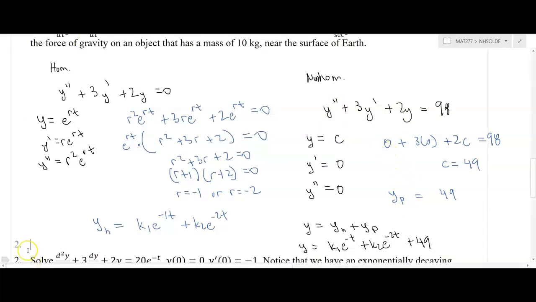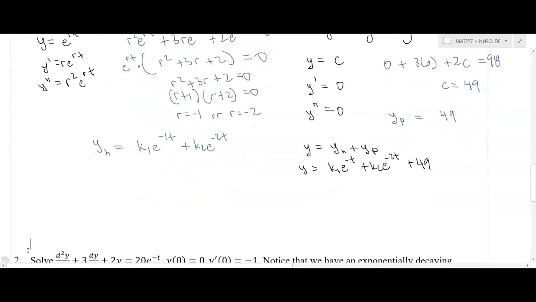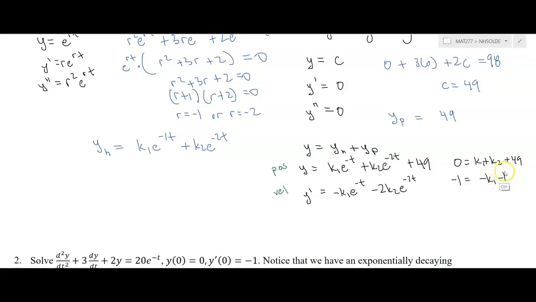Now, of course, we want to satisfy some initial conditions. So in order to do that, we know our position function is this one. I'm going to need the velocity function as well because I have an initial velocity condition. So y prime is going to be negative k1 e to the negative t, derivative of that first term, minus 2k2 e to the negative 2t, and then plus 0. So I know that my initial position is 0, and when we plug in 0 for the t's, we just get k1 plus k2, and then plus the 49. For the second equation, we're going to get negative 1 is our initial velocity, equals negative k1 minus 2k2.